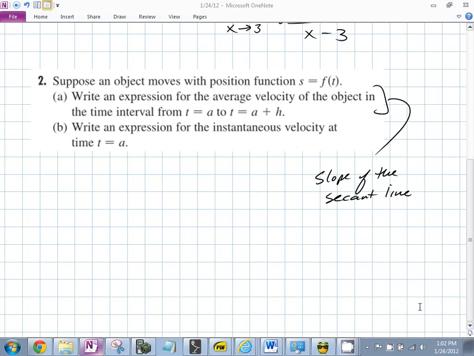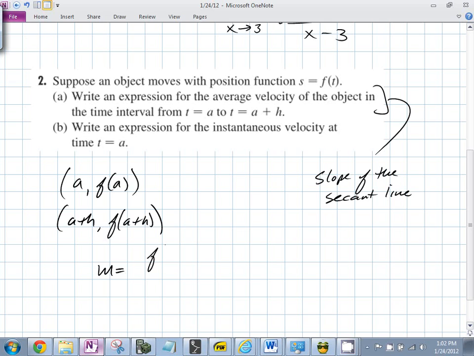Those are the x values. A point is an x and a y value. So what's the first one? f of a. And what's the second one? a plus h, f of a plus h. Exactly. Those are the 2 points. So how do you find the slope between 2 points? f of a plus h minus f of a all over a plus h minus a.